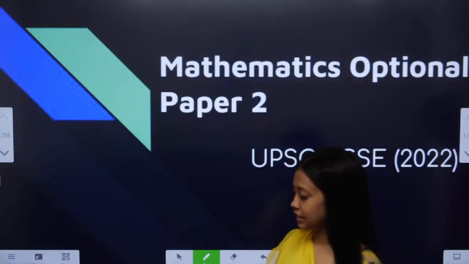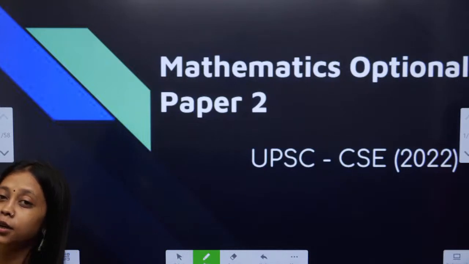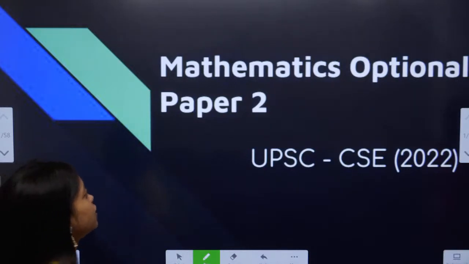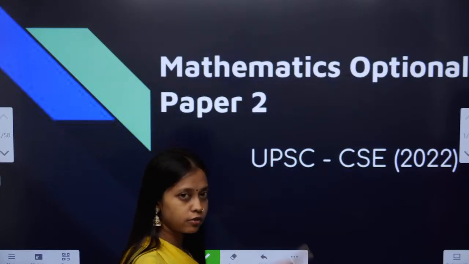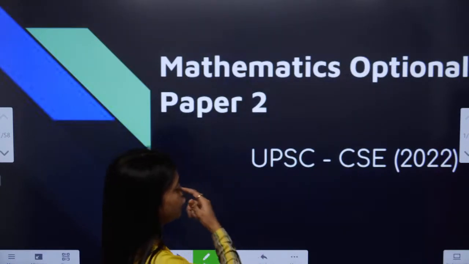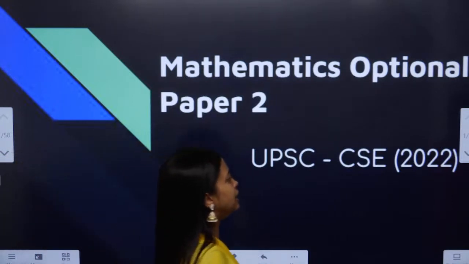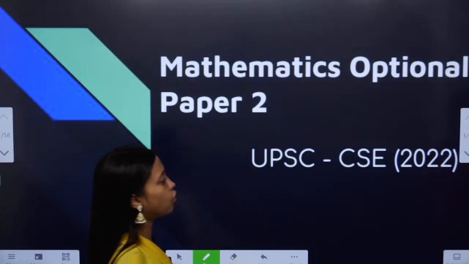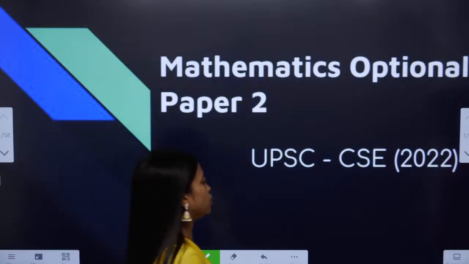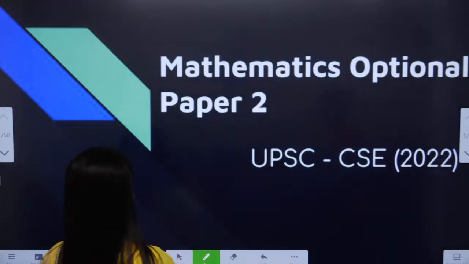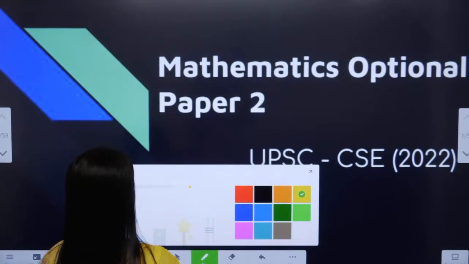So yesterday we had a discussion on paper 1, right? Mathematics optional, that was last Sunday, for 2022, okay. A detailed analysis I have done for paper 1. So as I have discussed, today I am going to discuss paper 2.